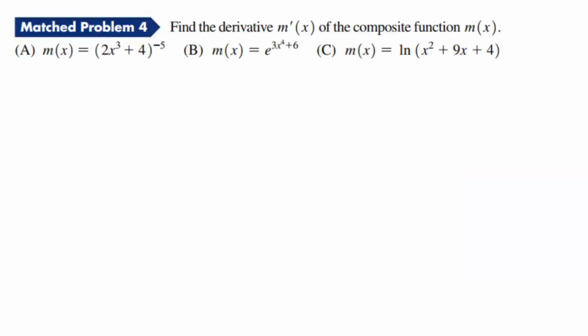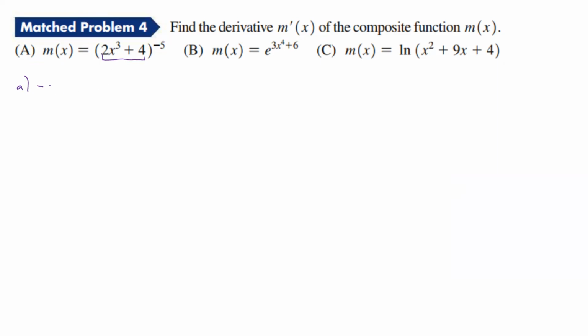All right, so let's look here. It looks like we have 3 more functions, and they're composite functions. It says find the derivative m prime of x of the composite function m of x. All right, so for A, what do we have? If we do this, again, we're going to take the outside function and the inside function. This is the inside function. The outside function would be the power rule.